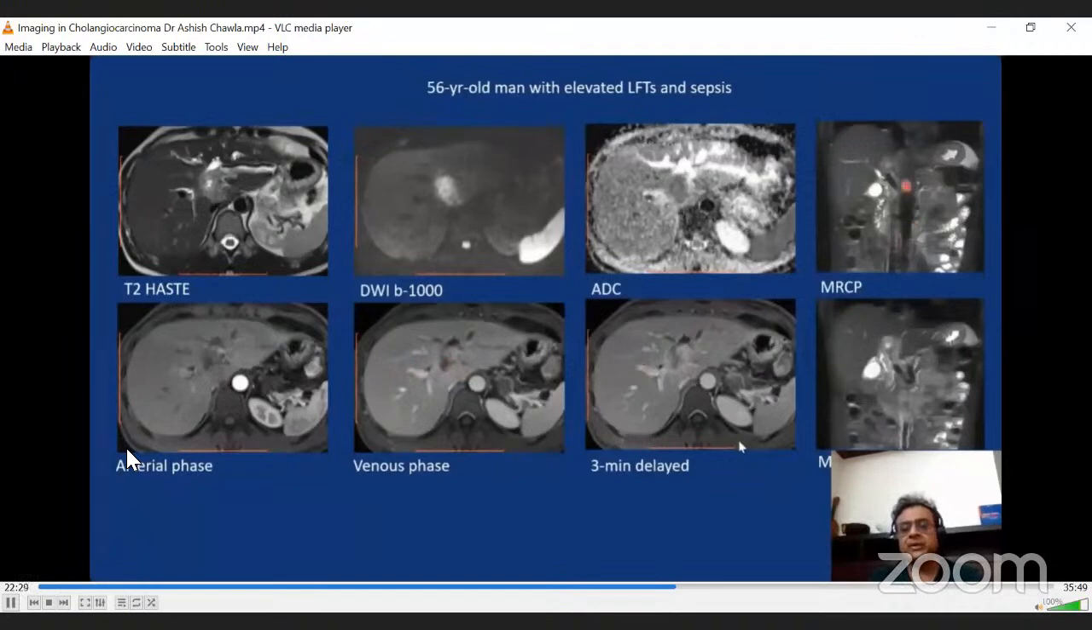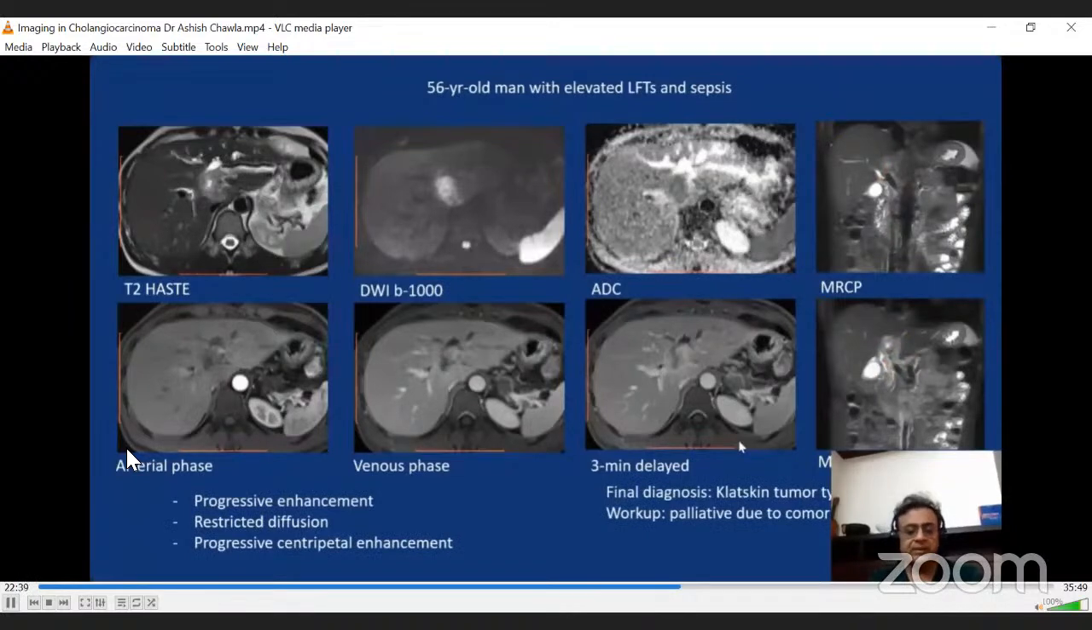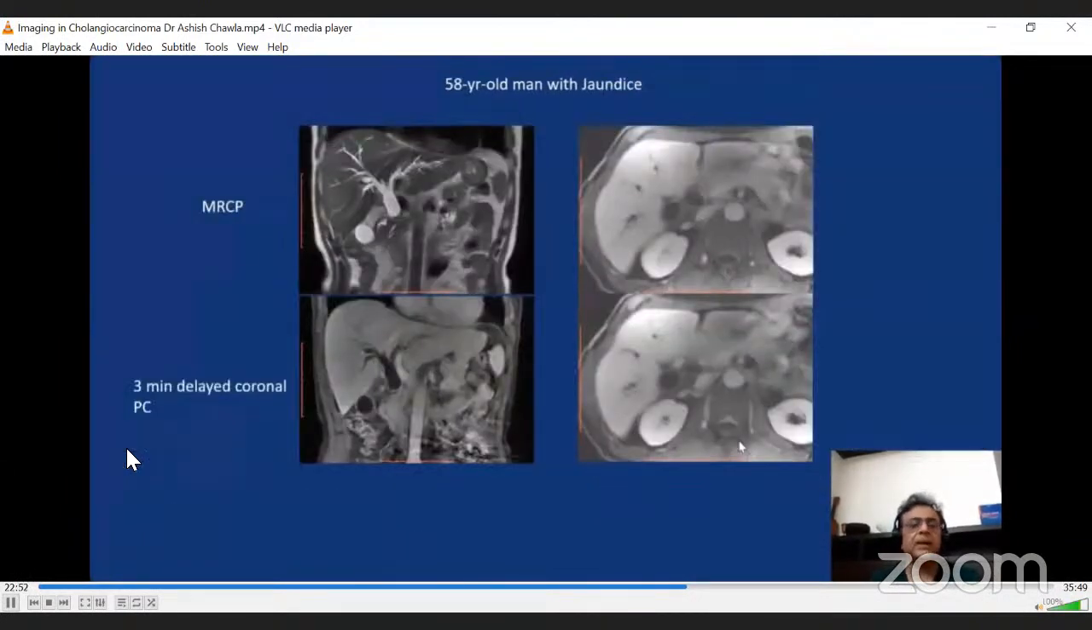MRCP is quite useful in these patients in classifying into the Bismuth categories. So in this patient, the left duct is involved and the main duct is involved. So this becomes a type 3B Klatskin tumor. In this patient, surgery was not performed. Palliative treatment was given due to the presence of comorbidity. So this is how a Klatskin tumor looks.